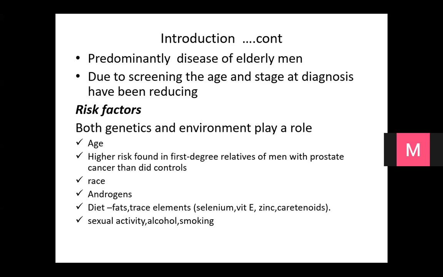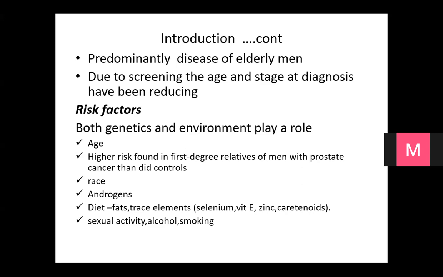Then you have the issue of inheritance. If you have a father who had prostate cancer, then you should start screening earlier. You should start screening at 40, 45, compared to those who don't have any history or predisposing factors, whom you may advise to start at 50 years. The rest, like we've said, if you're African, then the chances of getting cancer of the prostate are high.